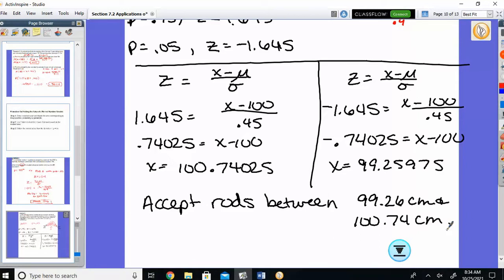Where did you get the 0.05 later? That was the standard deviation that was given in the problem. Okay. Questions there?